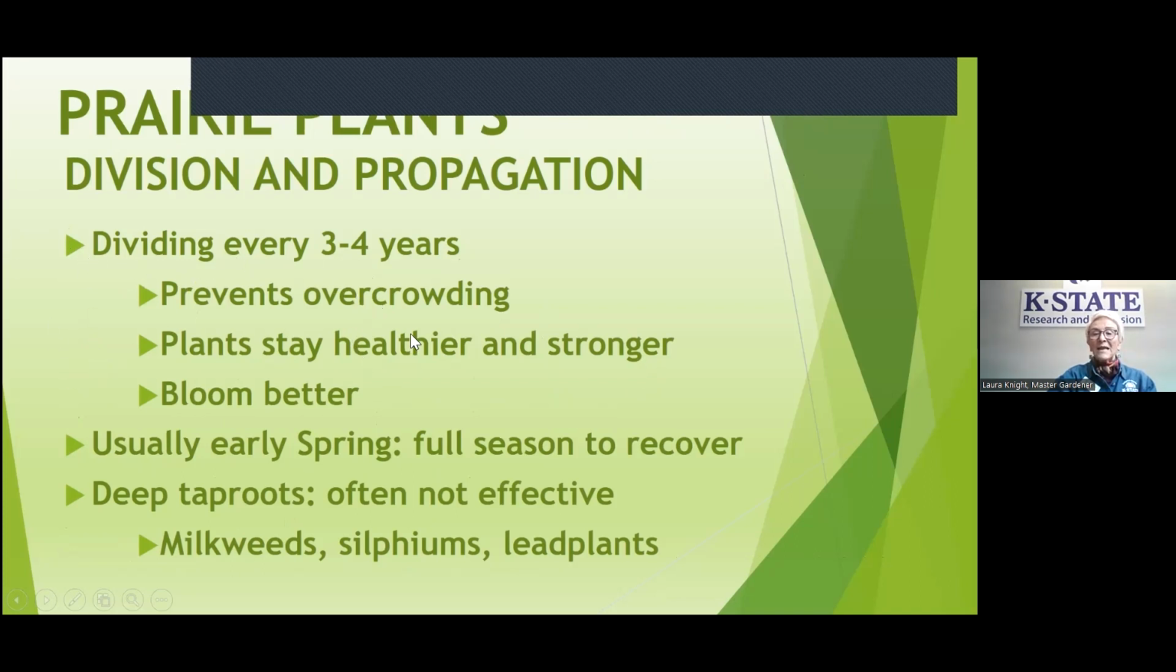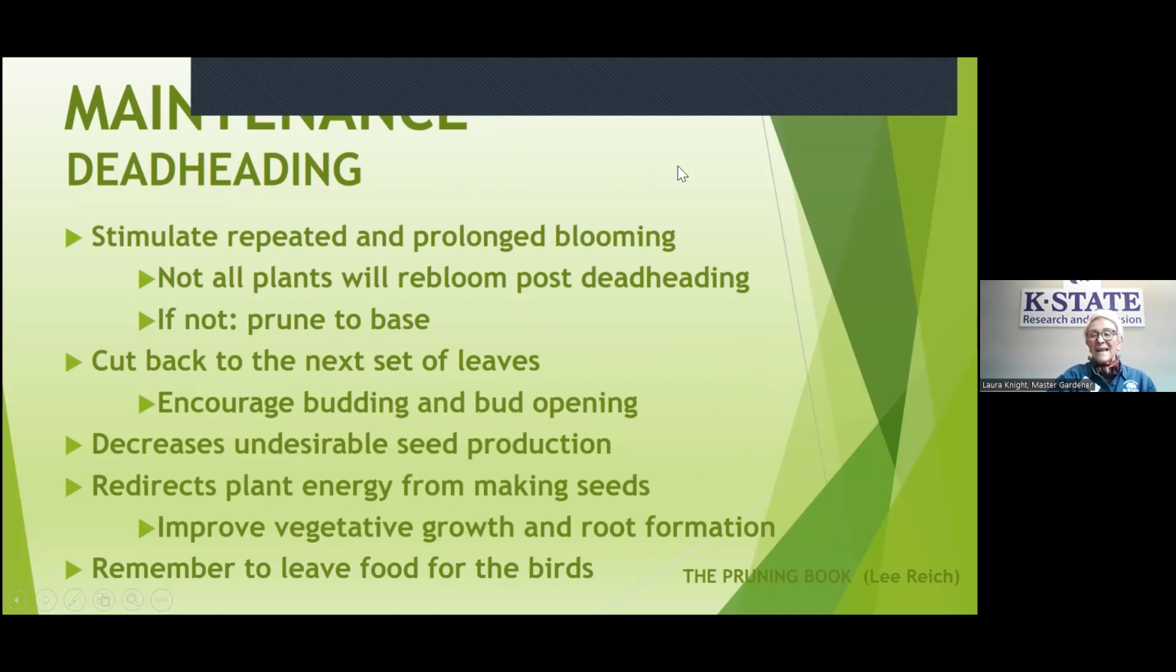You will have more plants, you will prevent overcrowding, and mainly you will keep them healthier and stronger, and their blooming production will be better. And do this usually in the early spring because you need a full season to recover. Deep taproots like milkweeds and silphiums and lead plants, it's not effective to divide them because you're not going to get these very deep taproots intact, and you're going to just kill them. Deadheading.